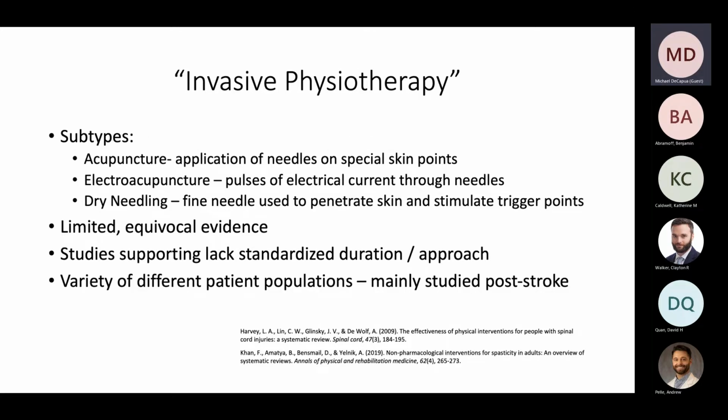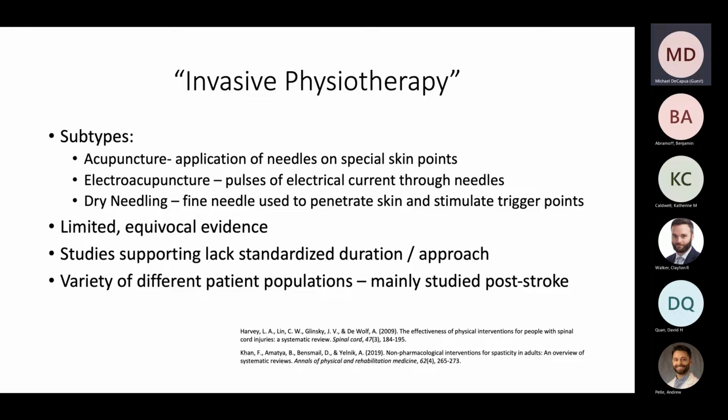Next are these quote unquote invasive physiotherapy measures. So those being acupuncture, electroacupuncture, and dry needling. Acupuncture is essentially the application of fine tip needles on different skin points. Electroacupuncture is passing pulses of small electric current through these needles. And these needles are inserted at what are called meridian points, versus dry needling, which is using a similar type of needle, but is directed at trigger points.